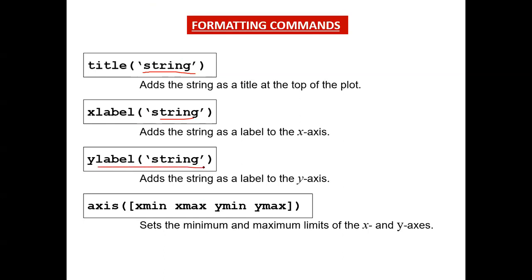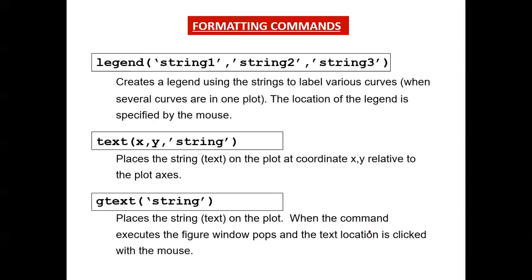like ylabel string. Then we can set the minimum and maximum limits of the axis, that is x minimum, x maximum, y minimum, y maximum, with the help of axis. For example, we can add the legend. We are going to create the legend, and the location we need we can also add.